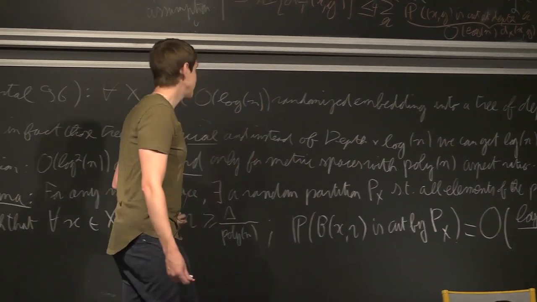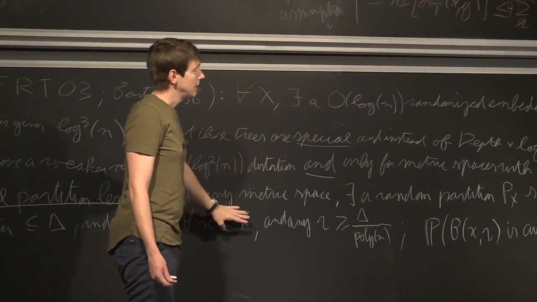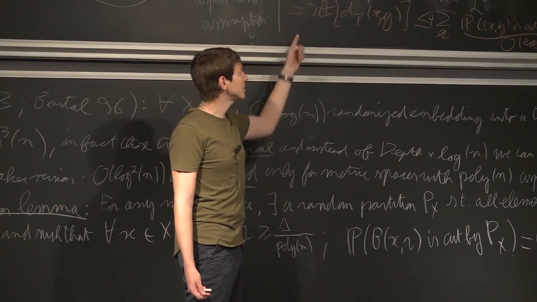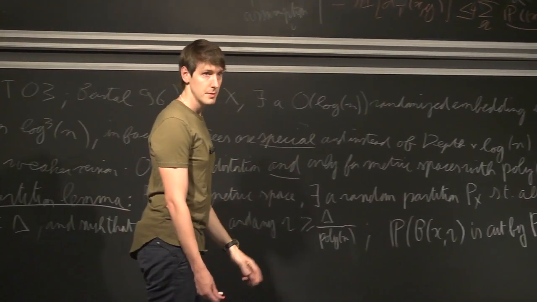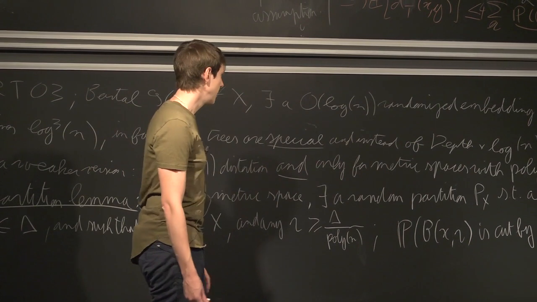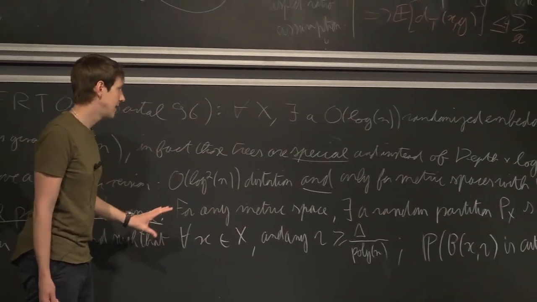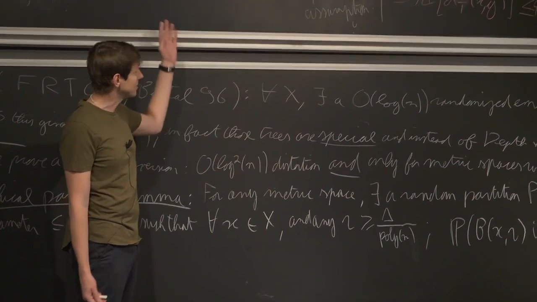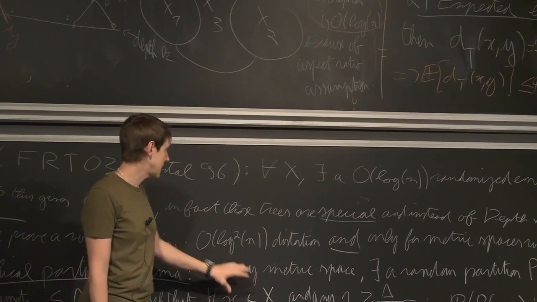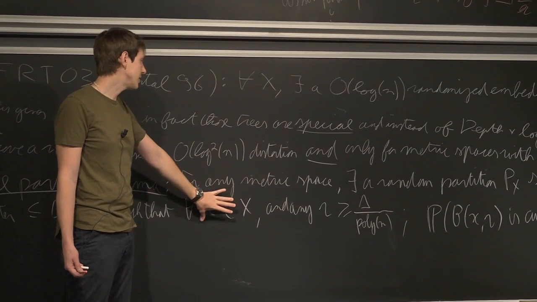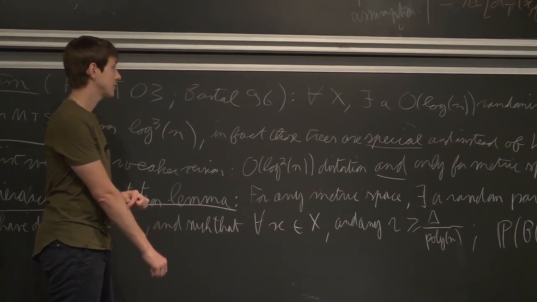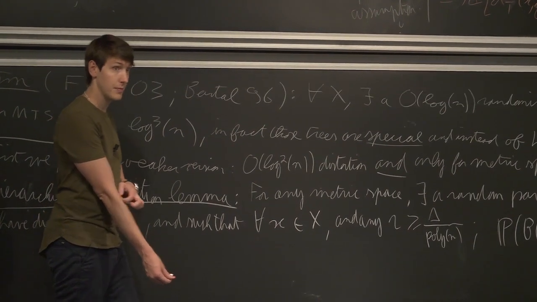Okay, so you see, once you have this partition lemma, it's just 2 lines. I mean, 1 line for the non-contraction and 1 line for the expansion, to get the distortion. So in a sense, all the magic, all the difficulty, I mean, there was a lot of difficulty in coming up with that argument, but now all of the difficulty is pushed to this partition lemma. Okay, so let's prove the partition lemma.